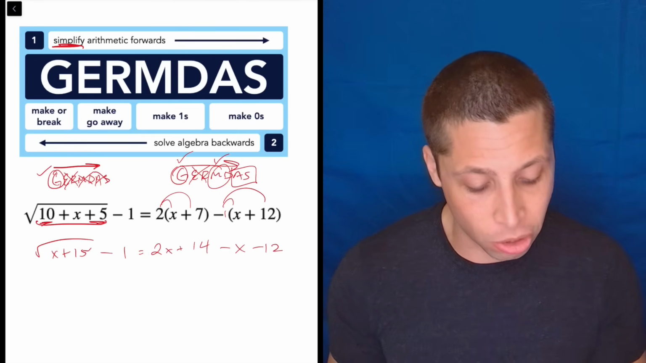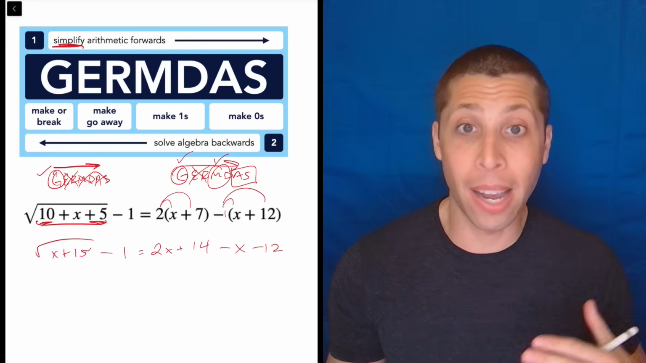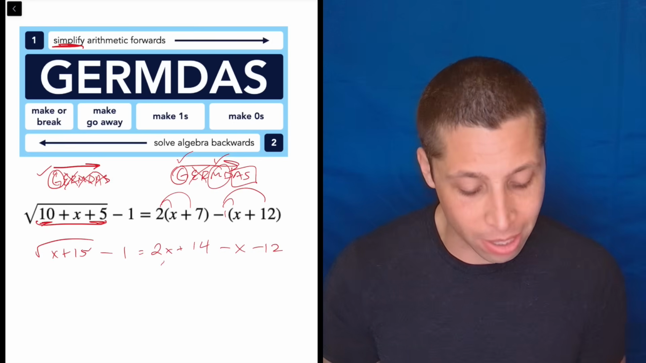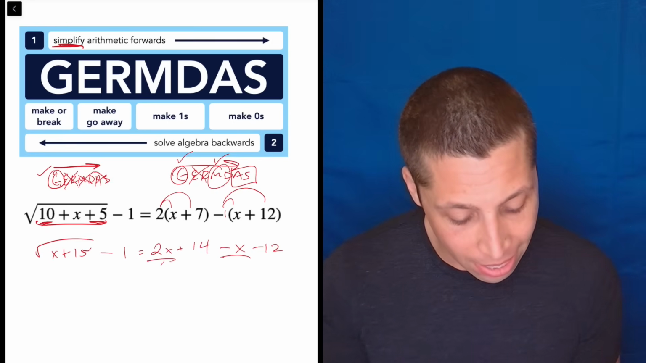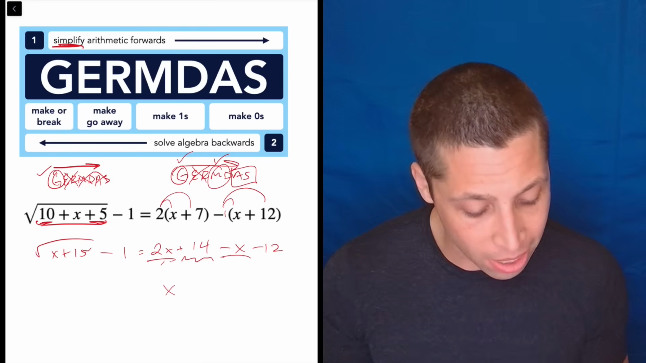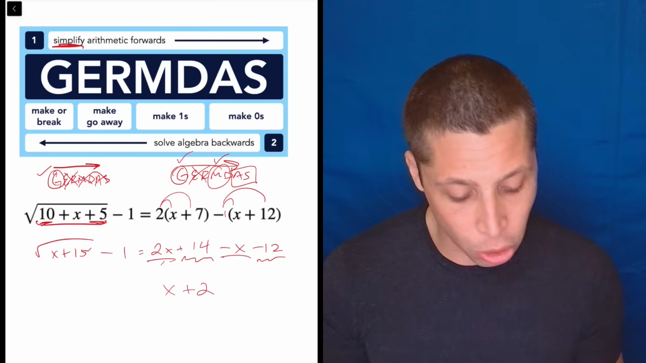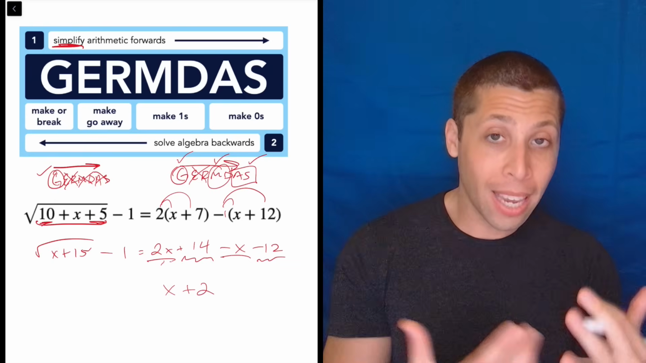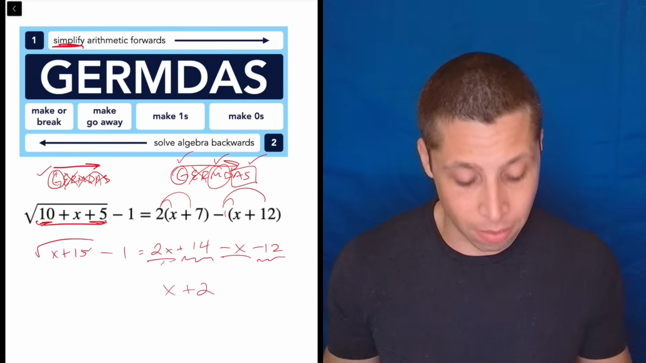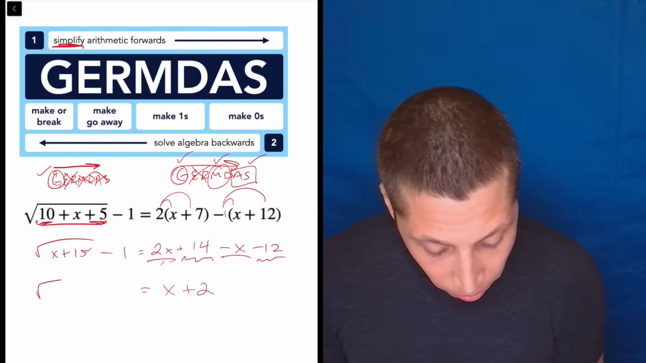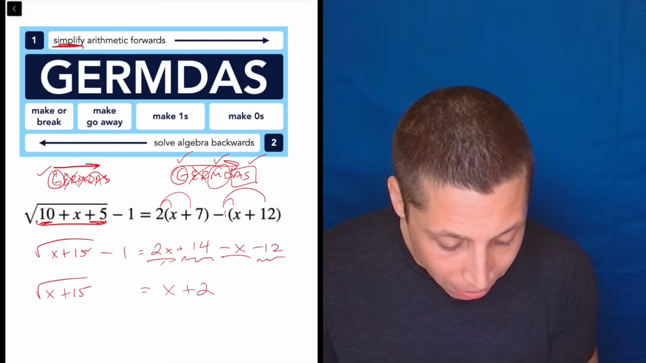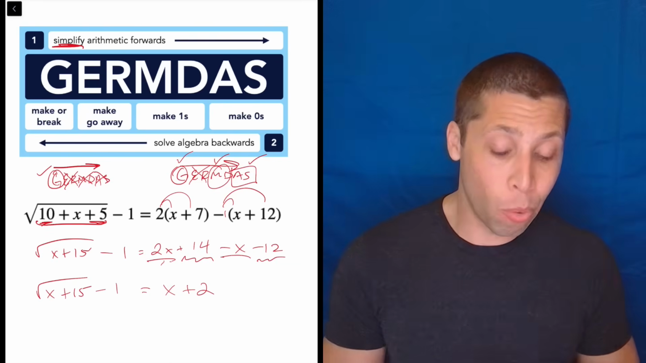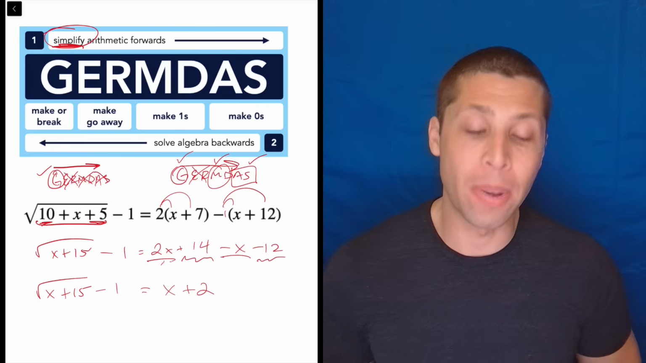So now we move on to addition and subtraction. Can I combine like terms using addition and subtraction? Yes. 2x and -x is x, and 14 and -12 is 2. So that is done. Now there's still addition here, but I can't combine x and 2 because they're different kinds of things. So we've reached the limit. I'm going to rewrite this side here, but this is the end for now of my simplify arithmetic steps, right?